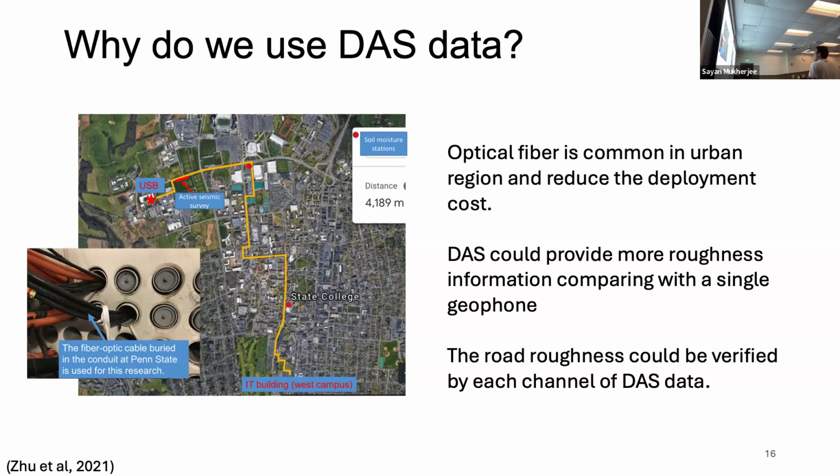As we showed before, we can find that there is a range in our inversion result. If we use different channels to do the inversion, there is an overlap between the different results. So we could verify our inversion results using the DAS data.